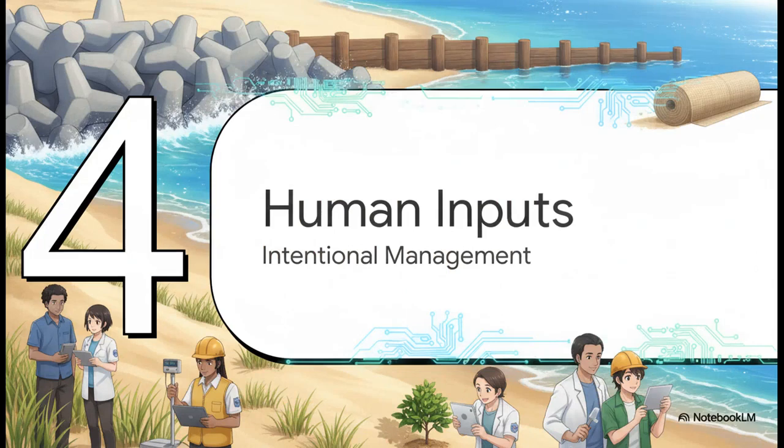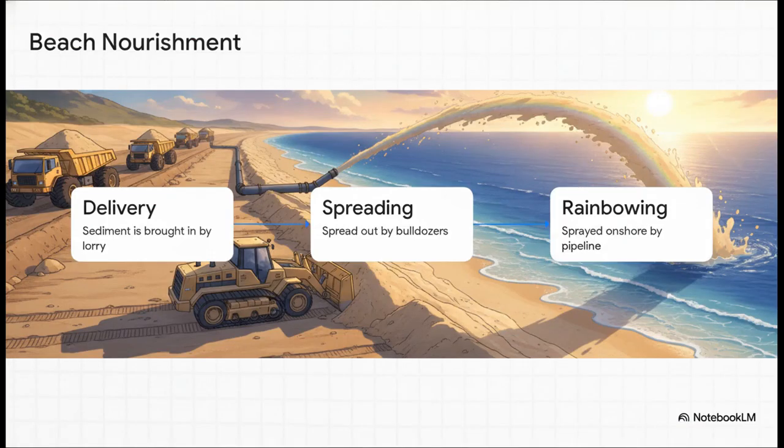All right, Section 4, human inputs. Sometimes a coastal sediment budget falls into a deficit. That basically means more sand is leaving the system than coming in. When that happens, the beach shrinks and the land behind it gets incredibly vulnerable to storm surges. So what do we do? We step in and forcefully restore equilibrium through beach nourishment.